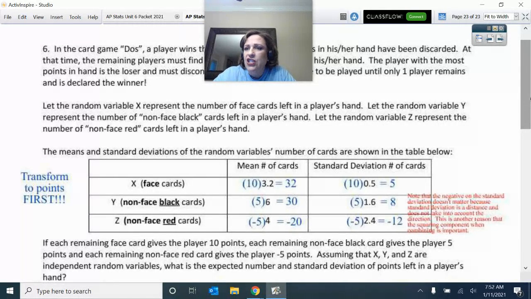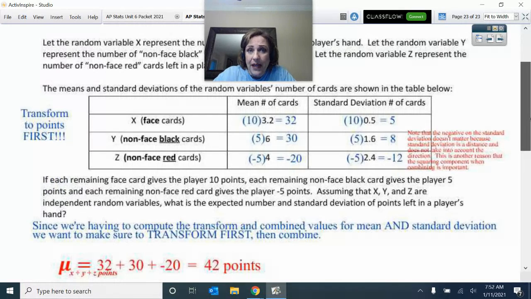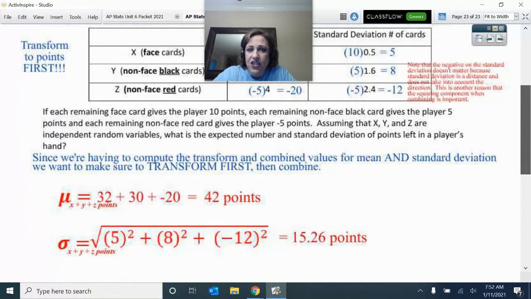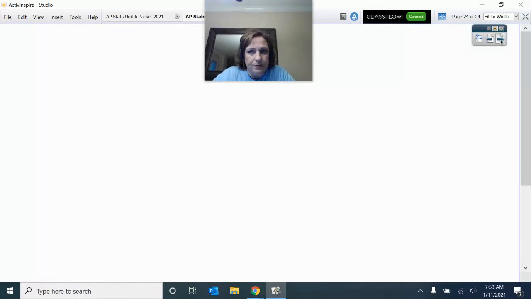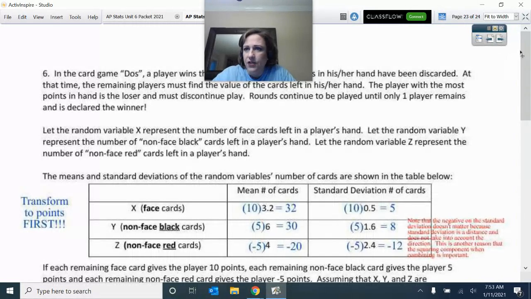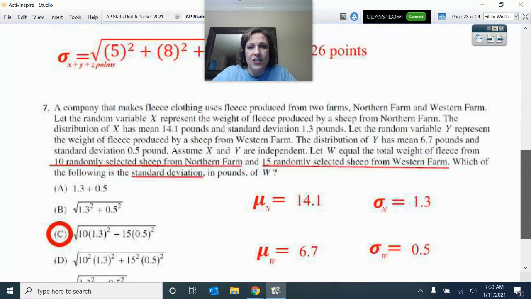Okay. So then we do our combining. Once we have transformed it into points, now combine. The mean combines like normal, and the standard deviation is doing that Pythagorean theorem of statistics to combine. Okay, I guess that was it. Was there another one down there maybe? Oh yeah, there's a number 7.